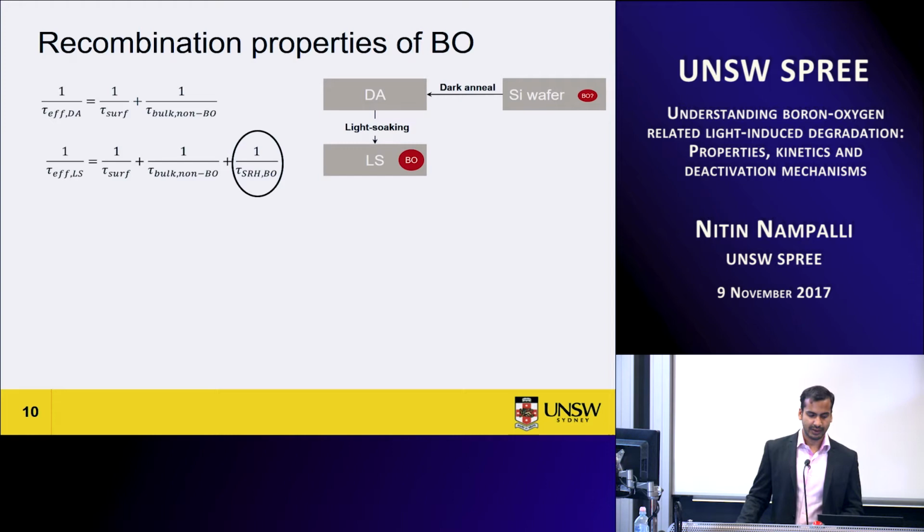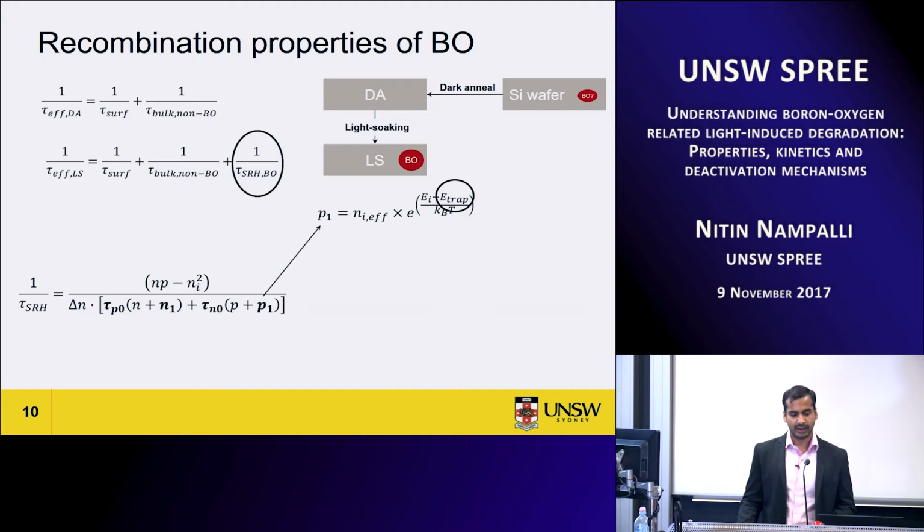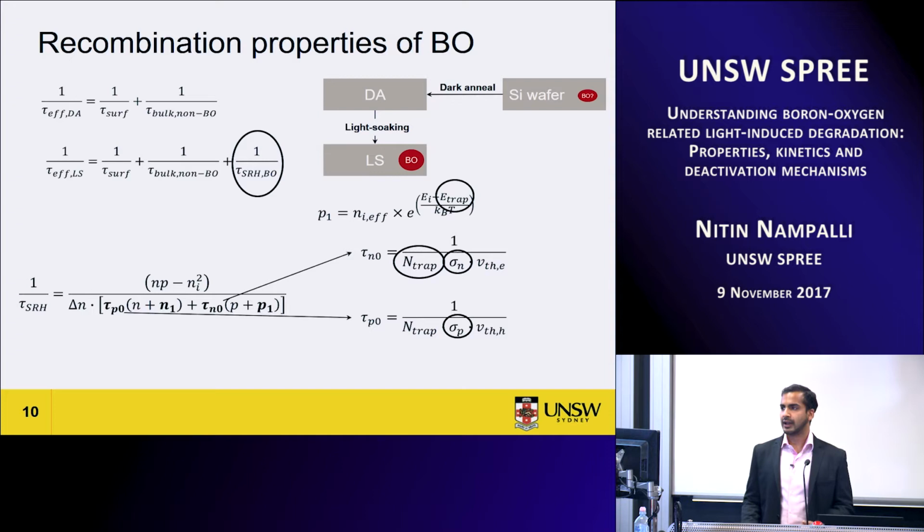And if you expand the SRH equation, you see that there's a bunch of terms here. The ones that are the most important and particular to the defect are these P1 and N1 terms. You can see that P1 is sensitive to the trap level of the defect. This tau N0 and tau P0 are sensitive to the trap density and the capture cross sections of holes and electrons.